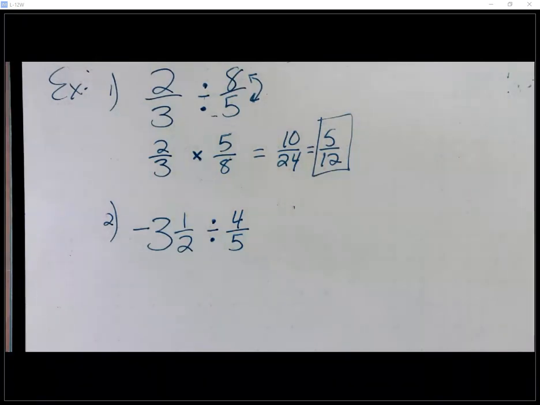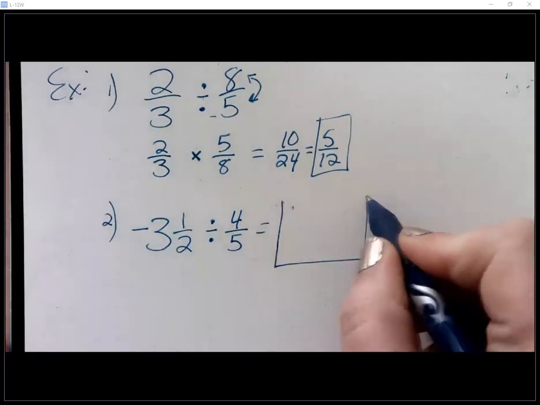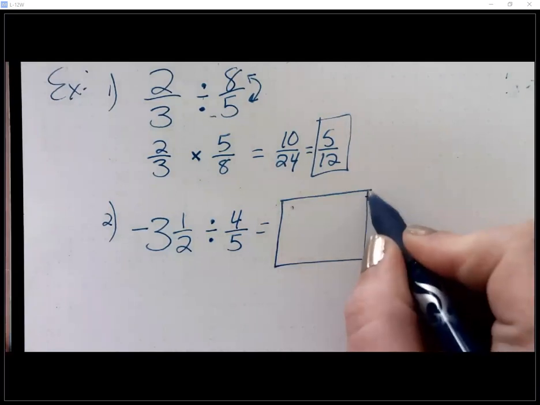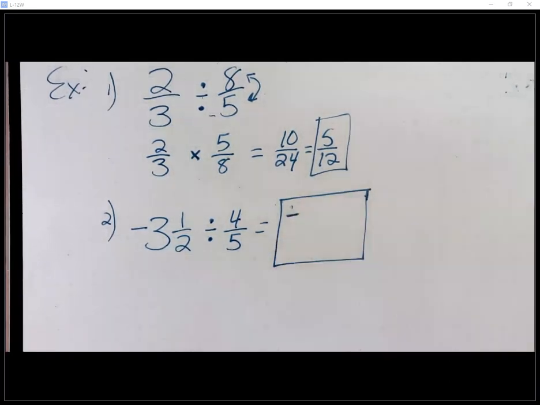Actually, before we do that, what would the sign of my answer be? I'm going to make myself an answer box here. What's the sign of this answer have to be? So in this example, Noah, what would the sign of the answer have to be? Yes. So I'm going to put a negative in the answer box. Forget about the signs. I don't have to worry about them anymore because it's already part of my answer, and we'll go from there.